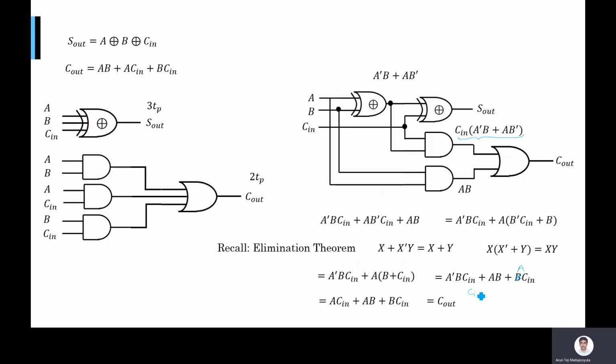So I take C in as common, and I will get A dash B plus A, and I know that x plus x dash y is equal to x plus y. So this will be C in into A plus B, right? So I'm combining these two terms. C in into A plus B, which is giving me AC plus B. So AC, BC, and of course this middle term AB, which is my Cout. So I can realize in this fashion.